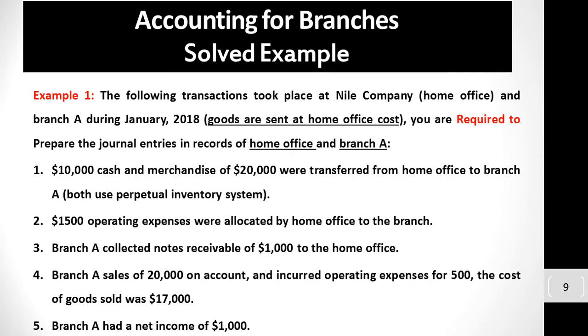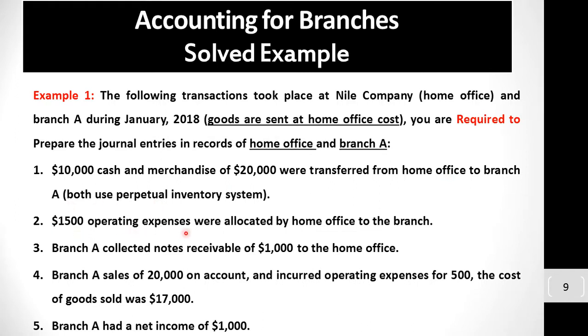Here is an example to illustrate how we record the transactions between the head office and its branch in both the records of the home office and the branch. You have some financial transactions that occurred between the home office and the branch. Number one, 10,000 cash and merchandise of 20 were transferred from home office to branch.